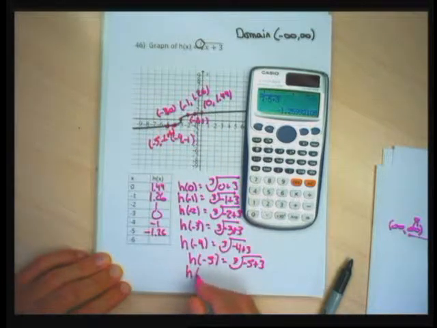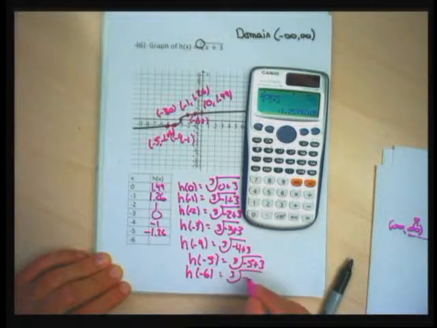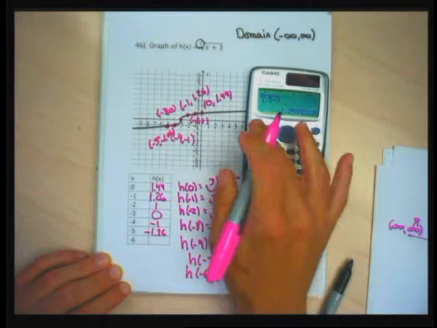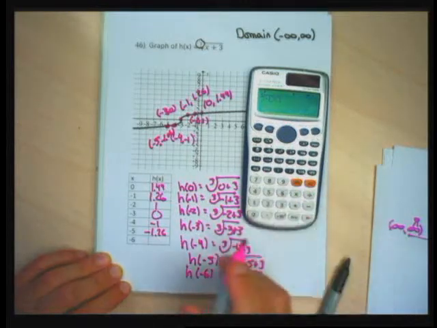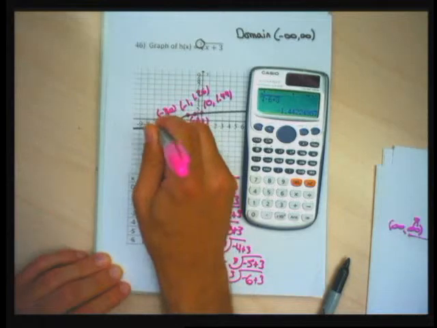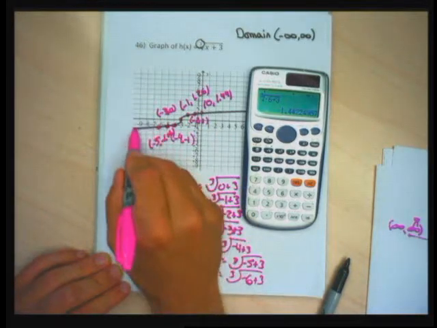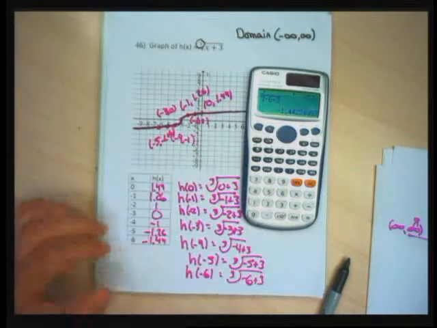And the last one, h of negative 6, is the cube root of negative 6 plus 3. Shift cube root negative 6 plus 3. I get negative 1.44, which is that point there. And then I could just connect the points if the graph wasn't done for me.